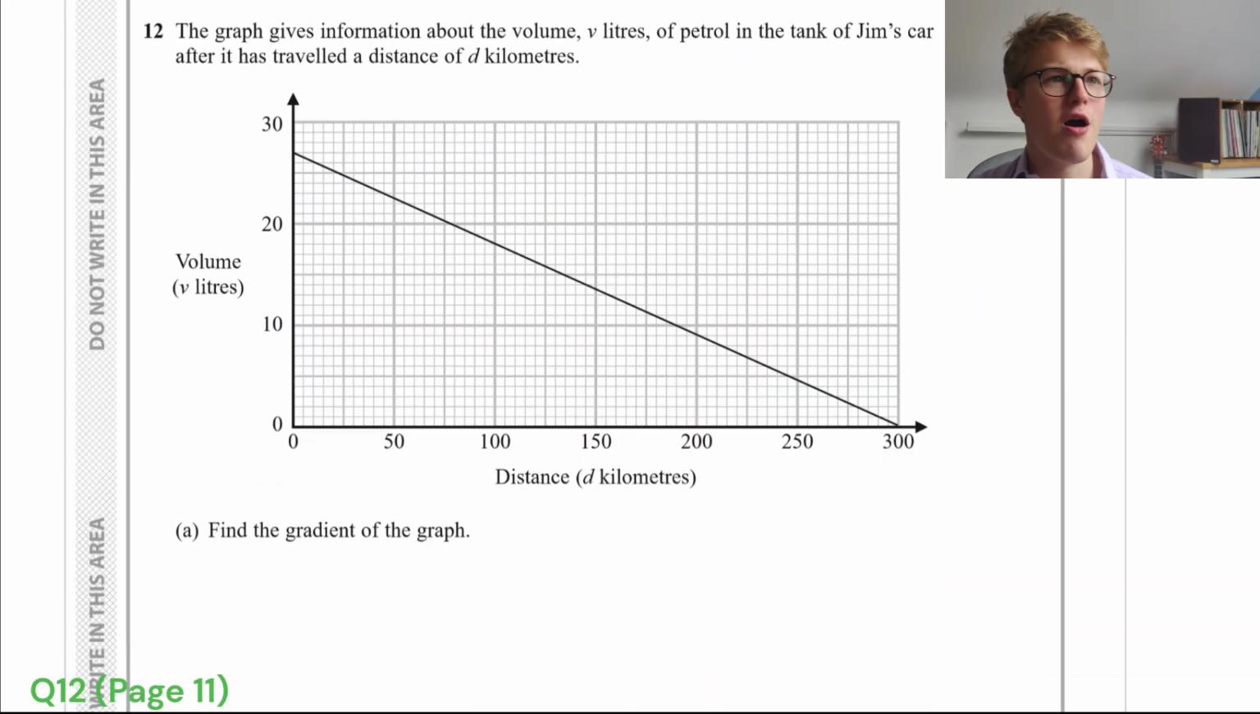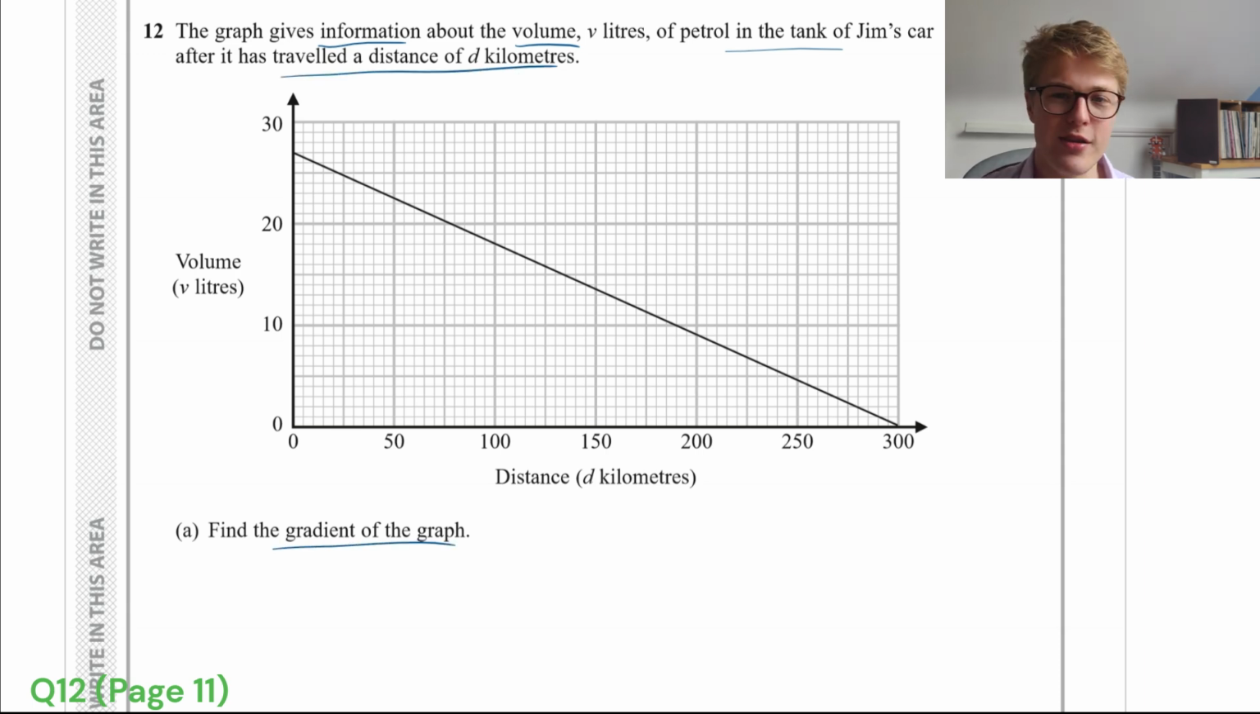The graph gives information about the volume v litres of petrol in the tank of Jim's car after it has travelled a distance of d kilometres. Find the gradient of the graph.